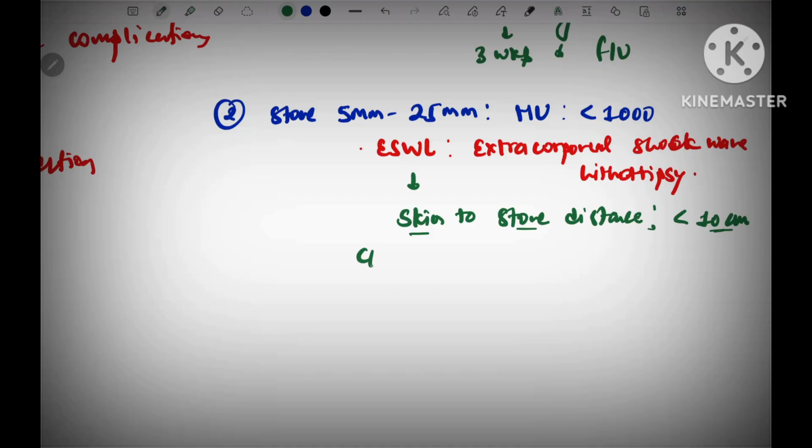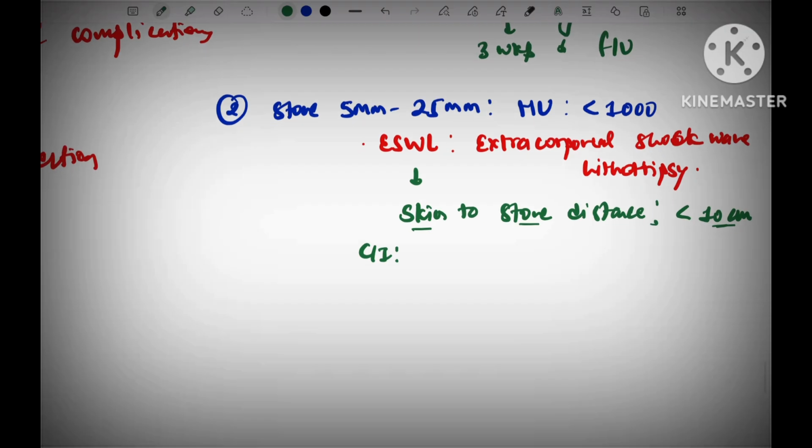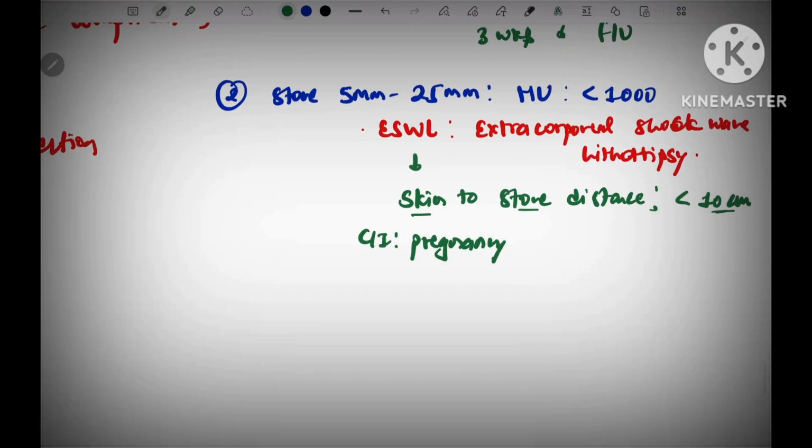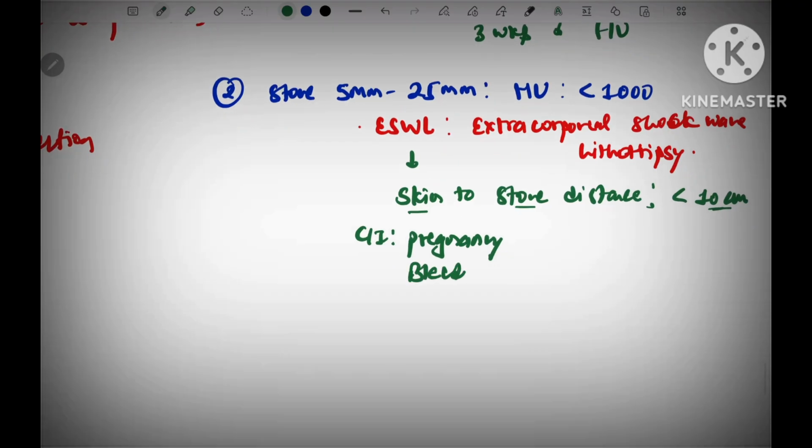And is there any contraindication? If the stone is between 5 to 25 mm and the Hounsfield unit is less than 1000, though the criteria are met, there are still contraindications. In case of pregnancy, we cannot give the shock wave. If the patient has any bleeding disorder, or an aortic aneurysm more than 2 centimeter, then ESWL is contraindicated.